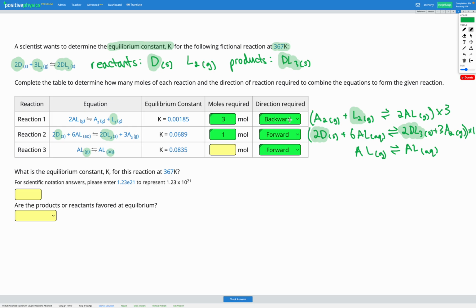Now for reaction 3, Al doesn't appear in our reactants or products in our goal reaction, but we need it to cancel out overall with the other Als in our steps so that it doesn't appear in our goal reaction. So we know that in step 1, we've got 2Al gas, but it's multiplied by 3, so we've got 6Al gas total in step 1. In step 2, we've got 6Al aqueous times 1, so 6Al aqueous in step 2. That means we're going to need 6 of step 3 so that when we add these steps together, those Als are going to cancel. So we need 6 of that last step.